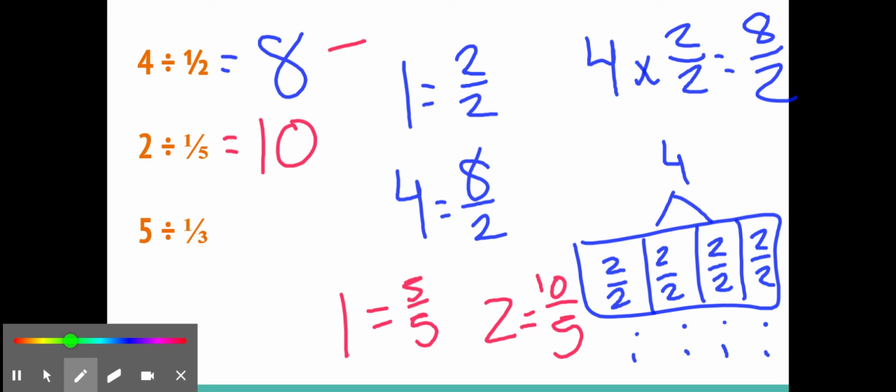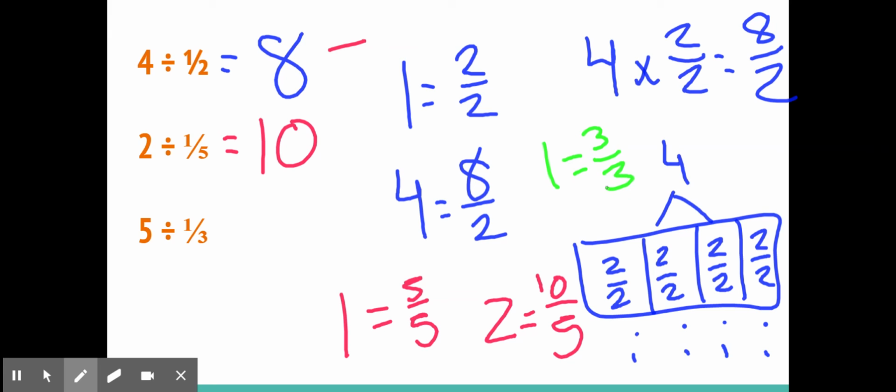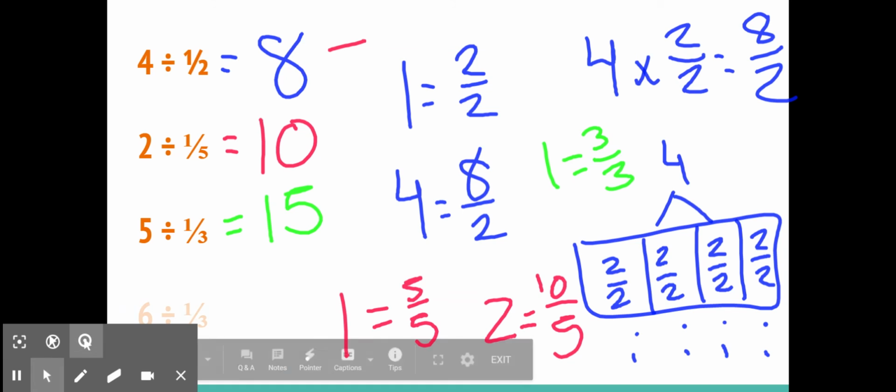5 divided by 1/3. Well, 1 whole is the same as 3/3. So 5 wholes would be the same as 15 thirds, because I'd have 3/3, 6/3, 9/3, 12/3, 15/3. I can make 15 groups of 1/3.